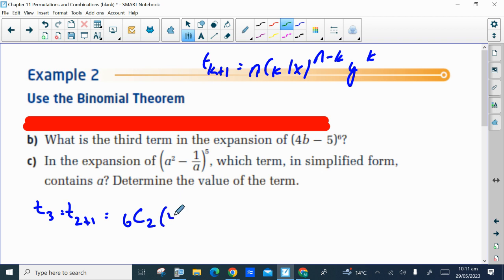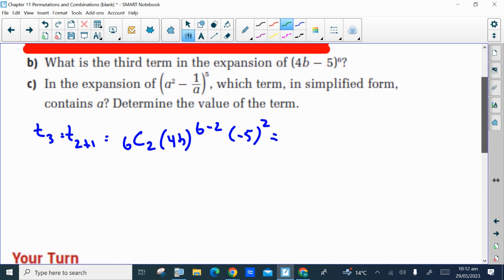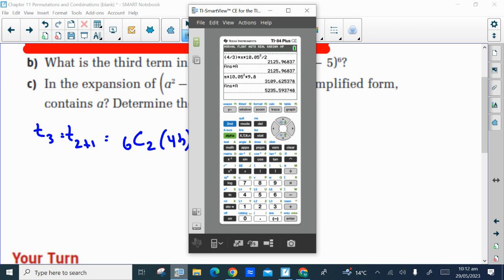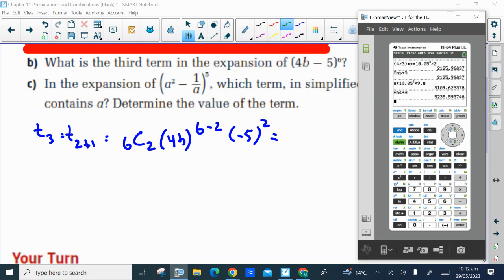The first term of the binomial, 4b, is raised to the n minus k. The second term of the binomial, which is negative 5, is raised to the power k. So this is what we need to work out to find the third term in that expansion. 6c2 is 15.